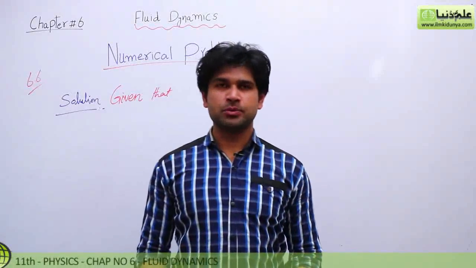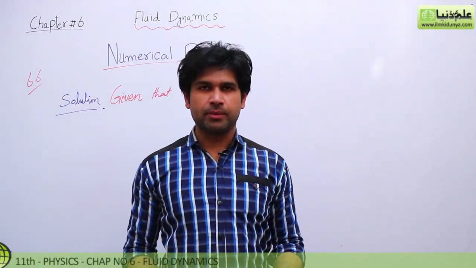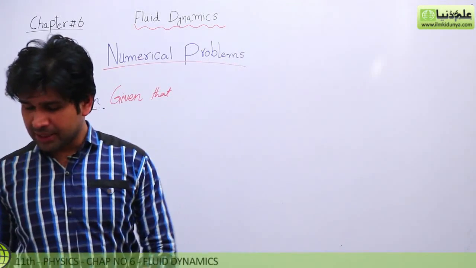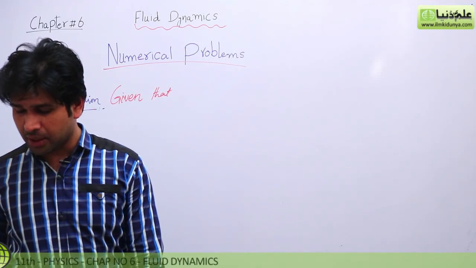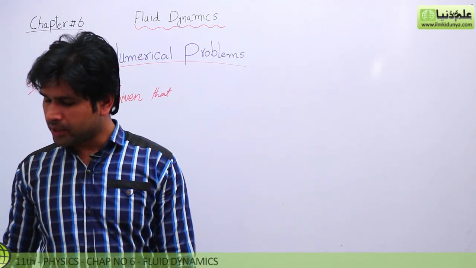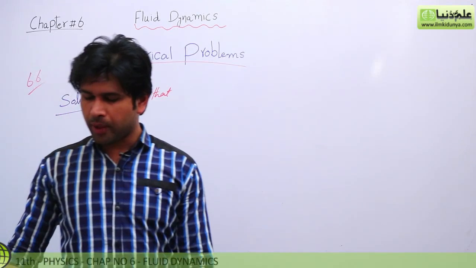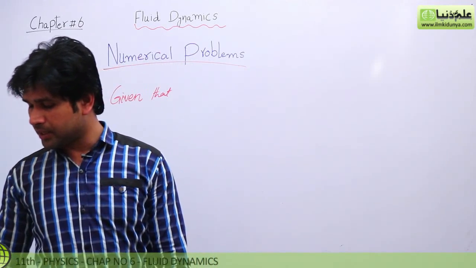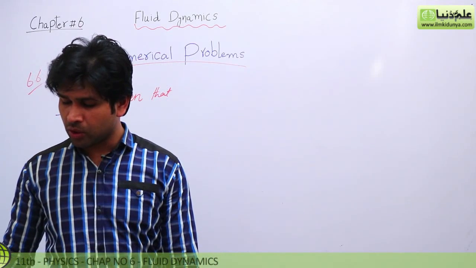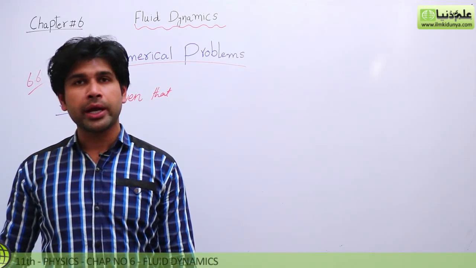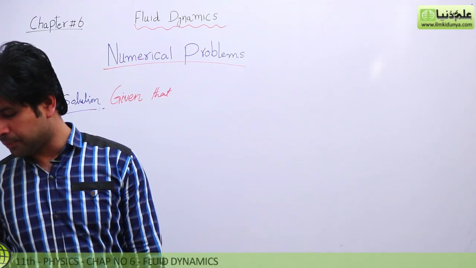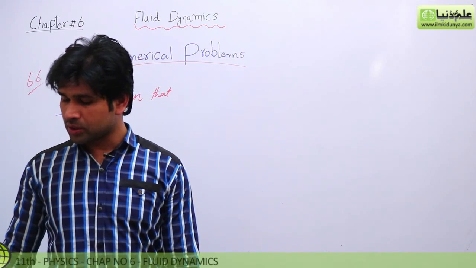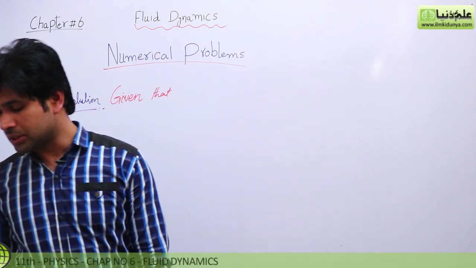Okay, dear learners, our next numerical problem of chapter 6 fluid dynamics is 6.6. The numerical statement in your textbook is given as: the radius of the aorta is about 1 centimeter and the blood flowing through it has a speed of about 30 centimeter per second. Calculate the average speed of the blood in the capillaries using the fact that although each capillary has a diameter of about 8 into 10 raised to power minus 4 centimeter, there are literally millions of them, so that their total cross section is about 2000 centimeters square.